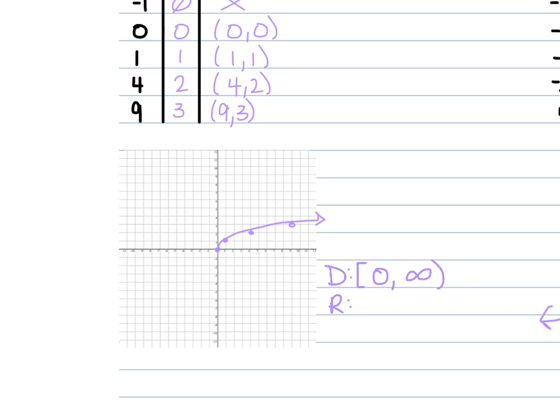Your range, in this case, is the same thing. We have our lowest point of 0 on our y-axis, and it goes up from there. So it's going to be 0, comma, infinity, with the bracket on the 0 and the parentheses on the infinity.